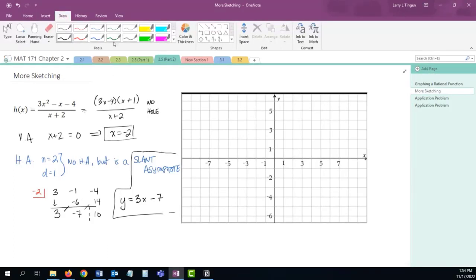Where is that graphed? Okay, well that's a line. So when x is 0, y is -7. So I start here, and I'm just going to find another value that works out nicely here. When x is 3, 3 times 3 is 9, minus 7 is 2. So when x is 3, y is 2. What happens when x is 1? When x is 1, 1 times 3 is 3. 3 minus 7 is -4. 1, -4. Here's my line.